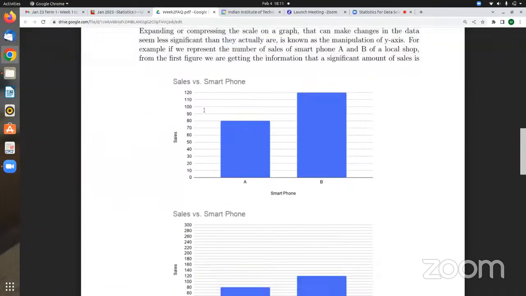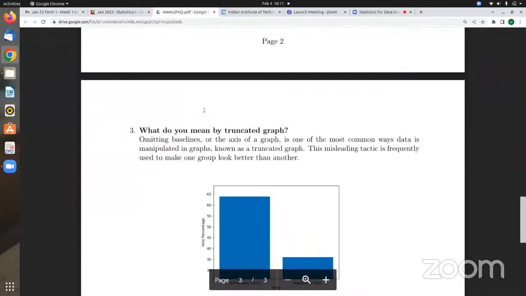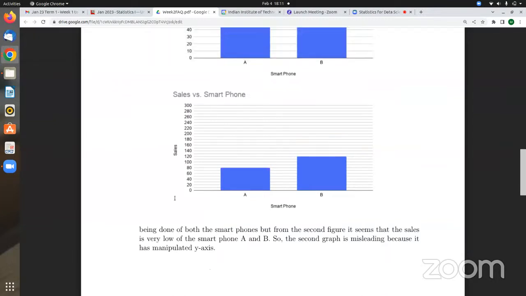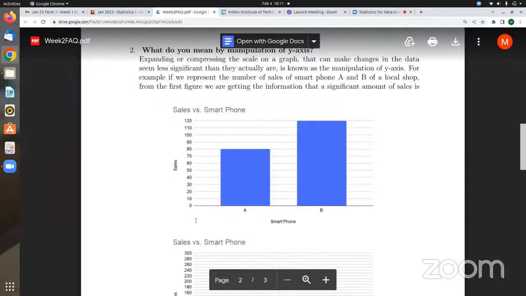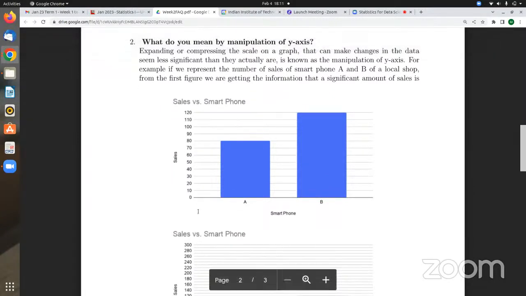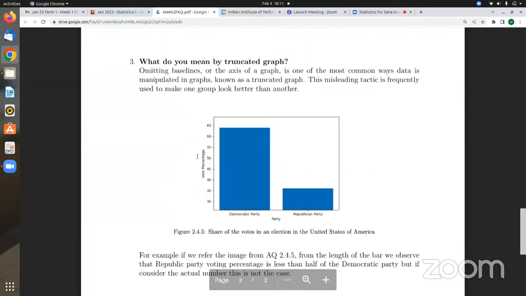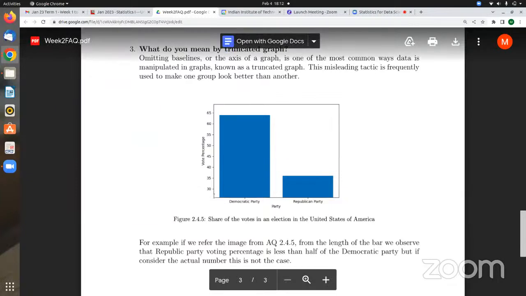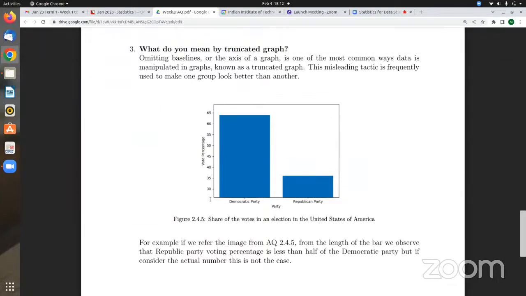This is an example of a manipulated y-axis and truncated graph. If I use the same figure here, first I will tell about the truncated graph. A truncated graph is nothing but a missing baseline. It is a type of misleading chart, where the y-axis does not start from zero.